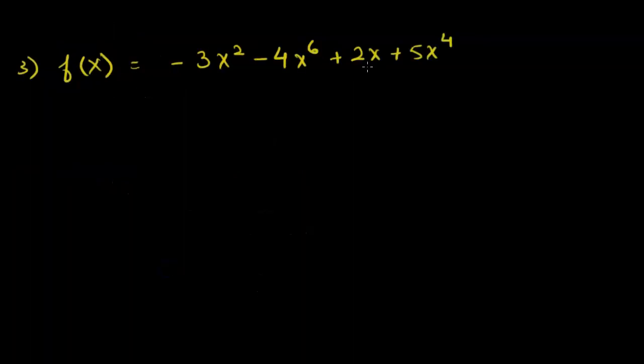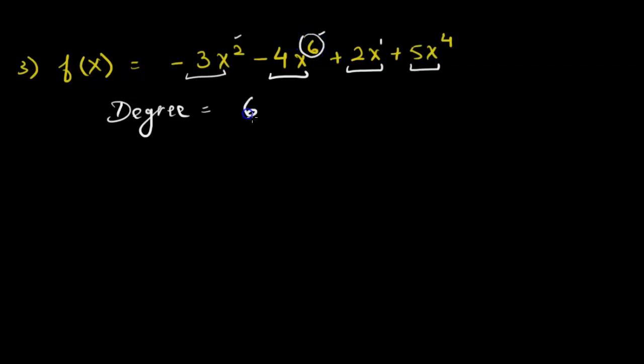Next, this is the question given to us in standard form. Degree for the standard form is the highest power of the x value, because in standard form we have separate terms, as we can see. And we notice the power here is 2, here is 6, here is 1, here is 4. Highest power is 6, therefore degree is 6.